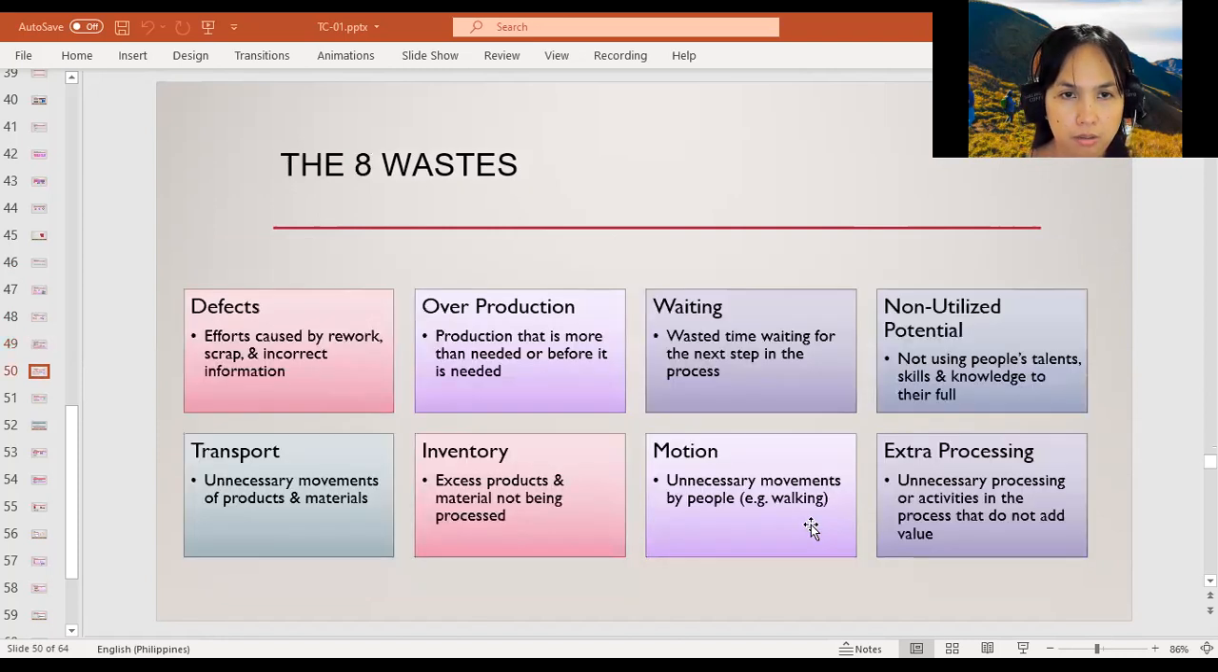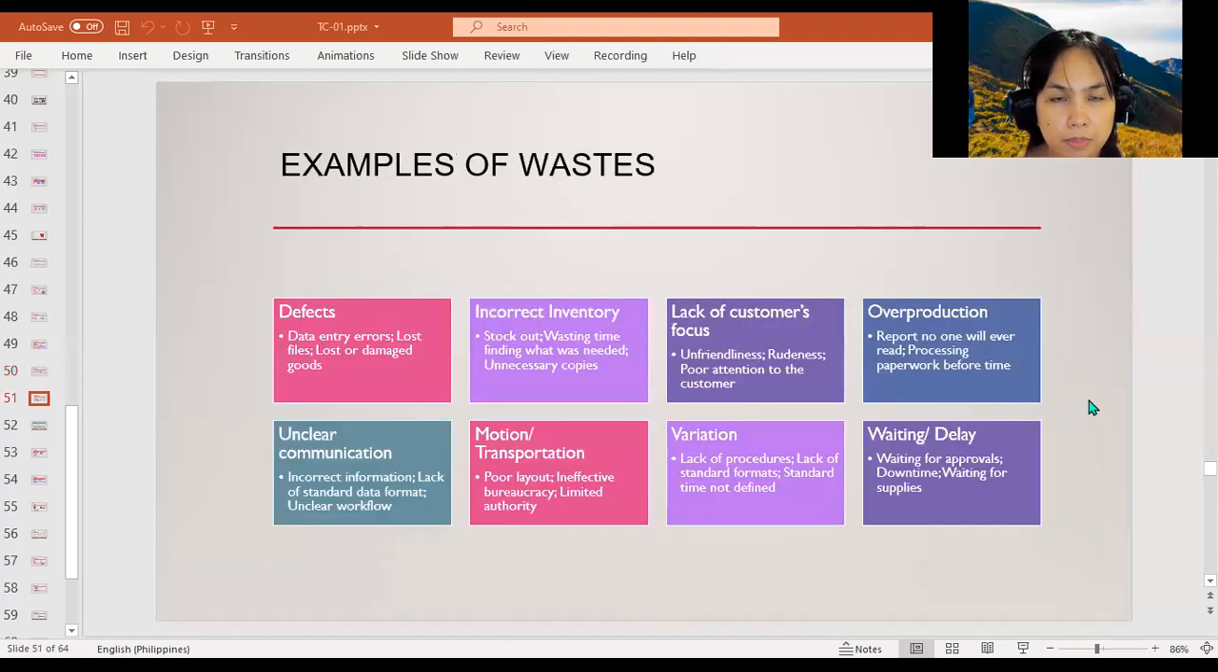Okay. The next slide will just show you the wastes under the services industry. And then this one too. But we'll go over it in the upcoming videos, each one in detail. So don't you worry. But let's do a time check.